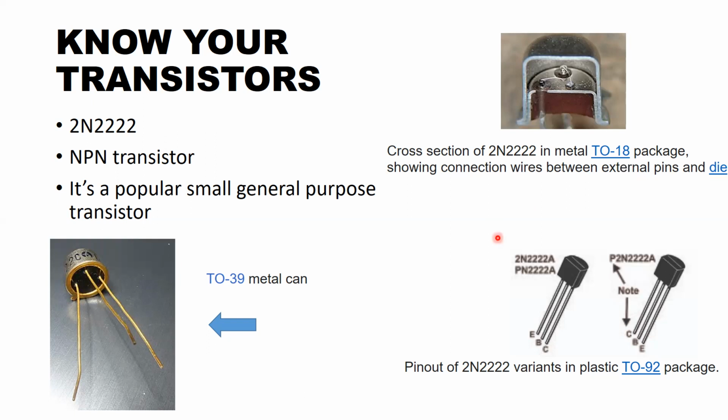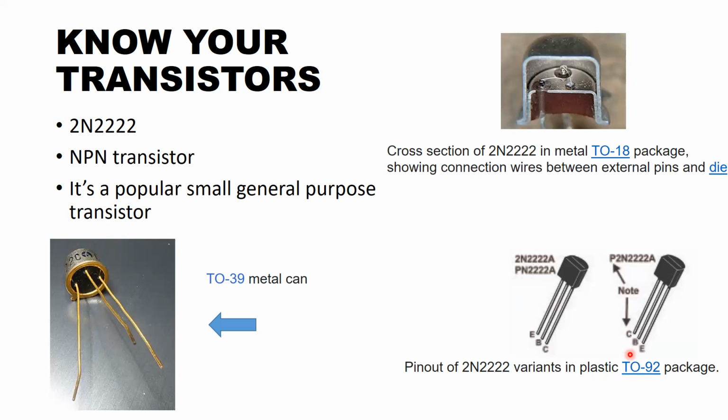You will also have some variations of the transistor 2N2222 in the plastic packages. So these are some variants where the pins of the transistors, emitter, base, and the collector, are indicated like this. So if your transistor reads 2N2222A or PN2222A, here is the pin arrangement. However, if your transistor part number is P2N2222A, you will see a different pin configuration, different pin notations.